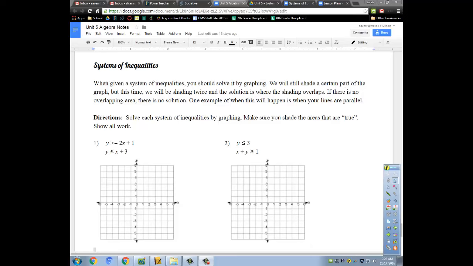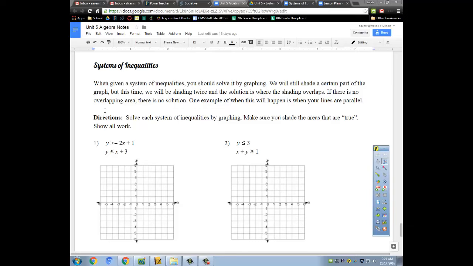Okay, today we're going to be graphing systems of inequalities. So we're going to be graphing each inequality, shading it, and seeing where the shading is overlapping. I recommend that when you do this, you use two different colors. It makes it a little easier to see where the shading is overlapping.